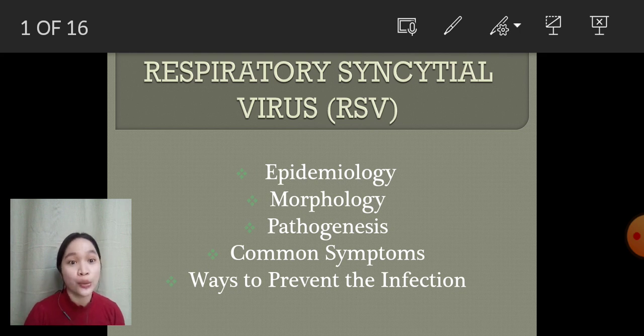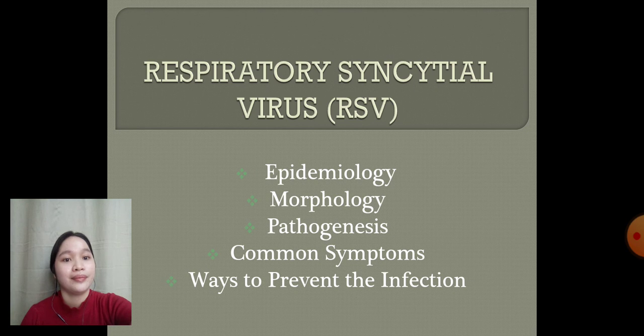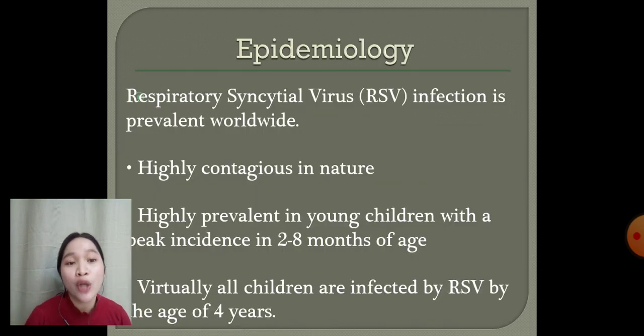My task is to discuss its epidemiology, morphology, pathogenesis, common symptoms, as well as the ways to prevent this infection. The epidemiology of the RSV infection is very prevalent worldwide. So it is not just common in one place but also worldwide. Highly contagious in nature, highly prevalent in young children with a peak incidence in 2 to 8 months of age.